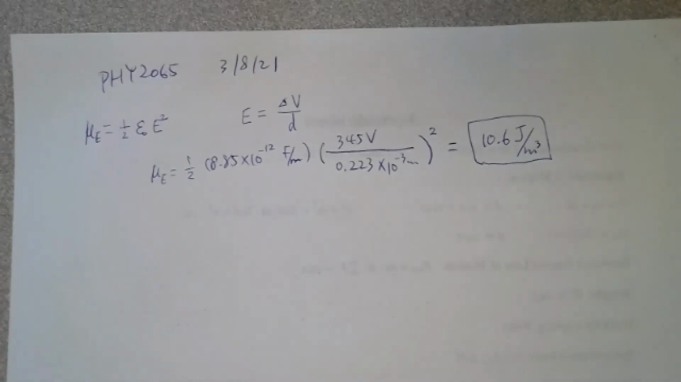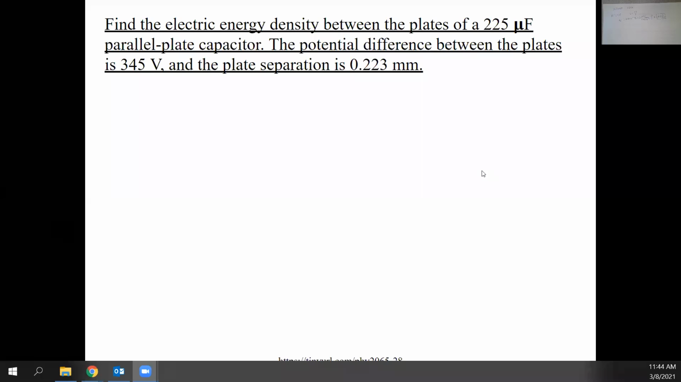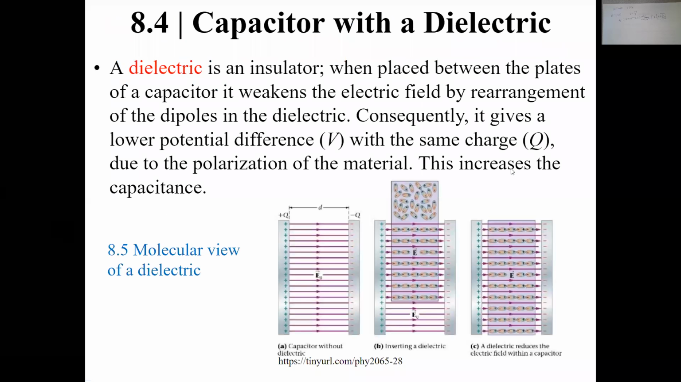I think there's a 225 microfarad given. We actually don't use it, because you just need E. Any questions you might have on this one before we move on? Okay, if we are clear, we will move on.